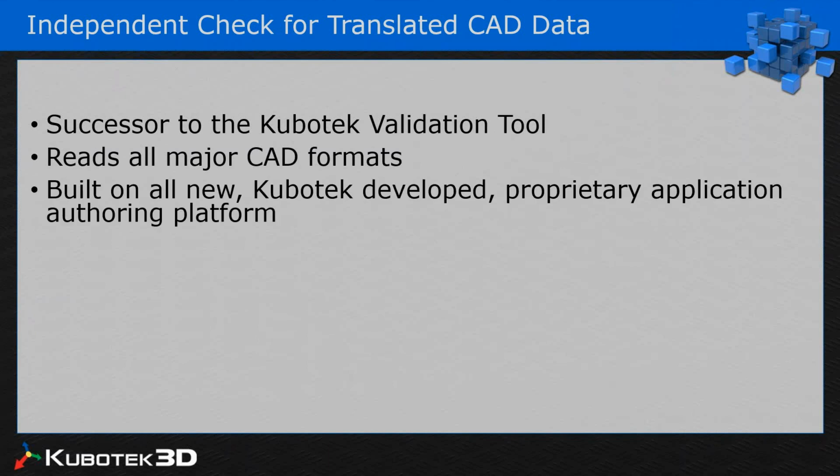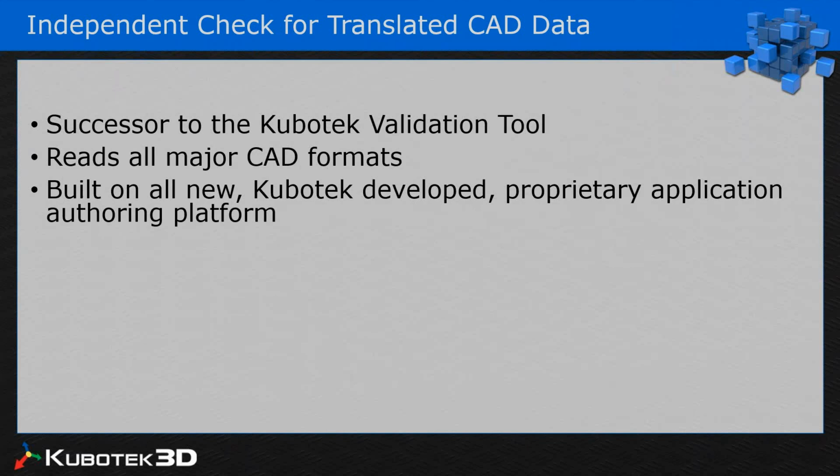This is an interesting point that wouldn't be obvious to you if you just pick up the software, but K-Compare Validate is built on Kubotek's brand spanking new proprietary application authoring platform. So what does that mean? Over the past decade, or even a little longer, we have been developing our own application authoring platform. It's basically a math-based modeling kernel that we have developed completely at Kubotek. So we built K-Compare Validate on top of that brand new platform, so we own all of the technology in this new tool.